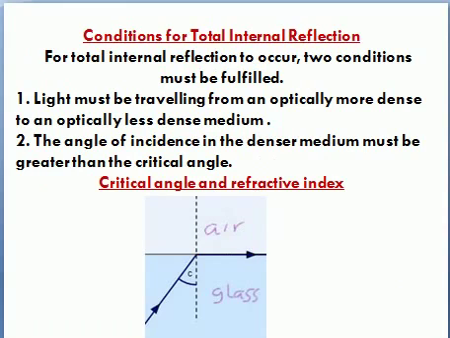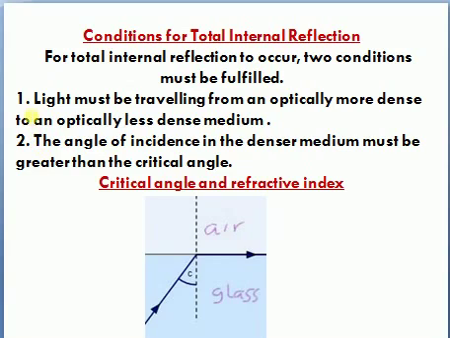We have two conditions for total internal reflection to occur. Please, this is a WAEC question. They will ask you, explain total internal reflection. State two conditions for total internal reflection to occur. So take note. When you are asked to explain total internal reflection, you're going to use the diagram to do the explanation. Now, what are the conditions?